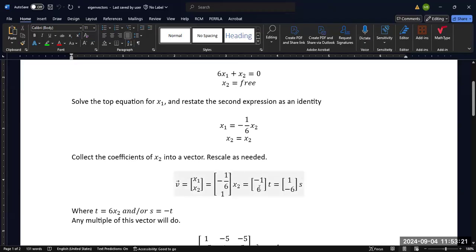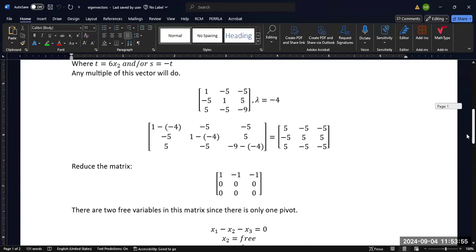And if I do that, then my parameter will be any scaling factor of that, and my vector will be negative 1/6. I can also choose x2 to be negative 6, in which case s would be equal to negative t, but I can move the sign around in that case. But any multiple of this vector or this vector are fine in terms of a solution. It's just that when we try to work with these in later problems, it's generally better to work with whole numbers than with fractions. And so one of these rescalings is usually preferred.